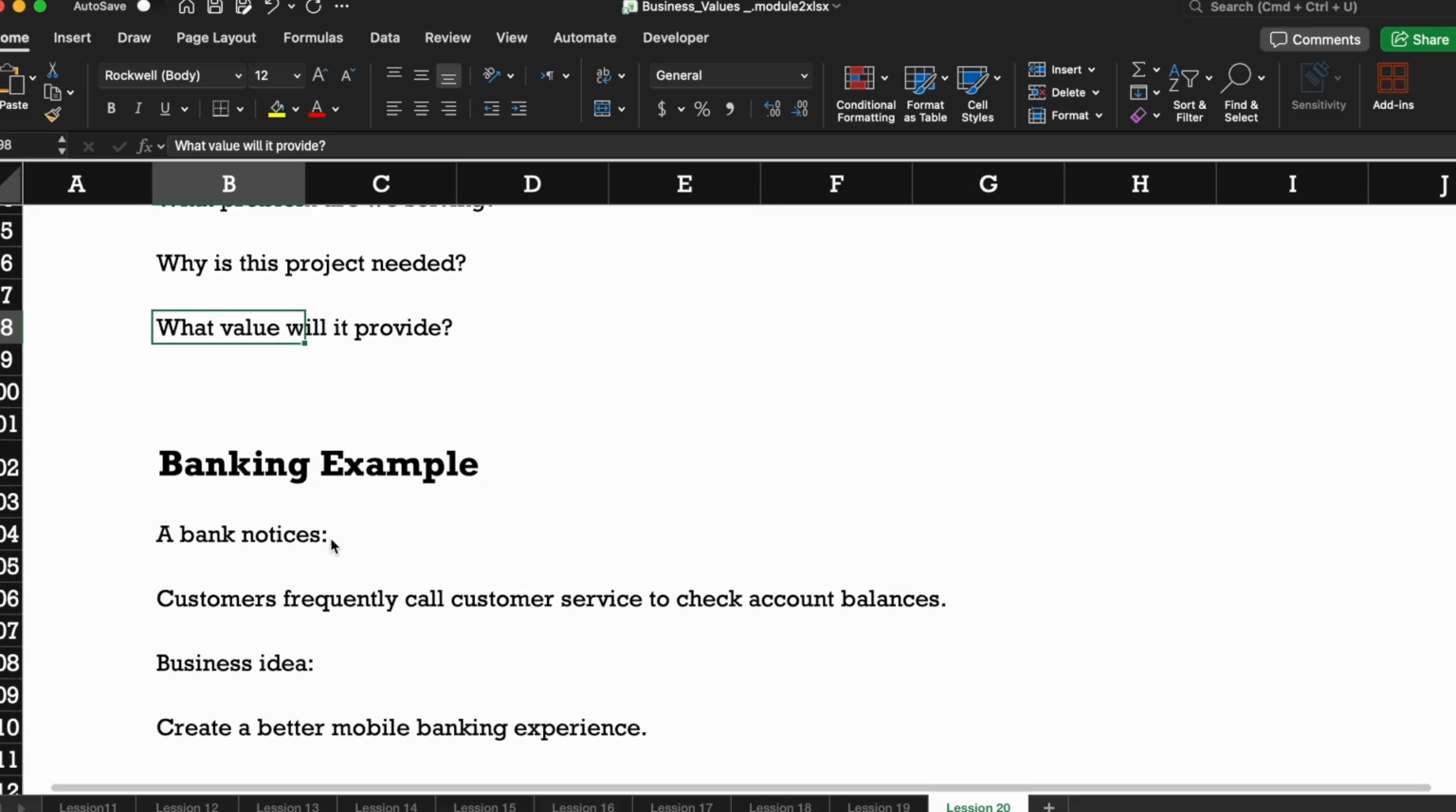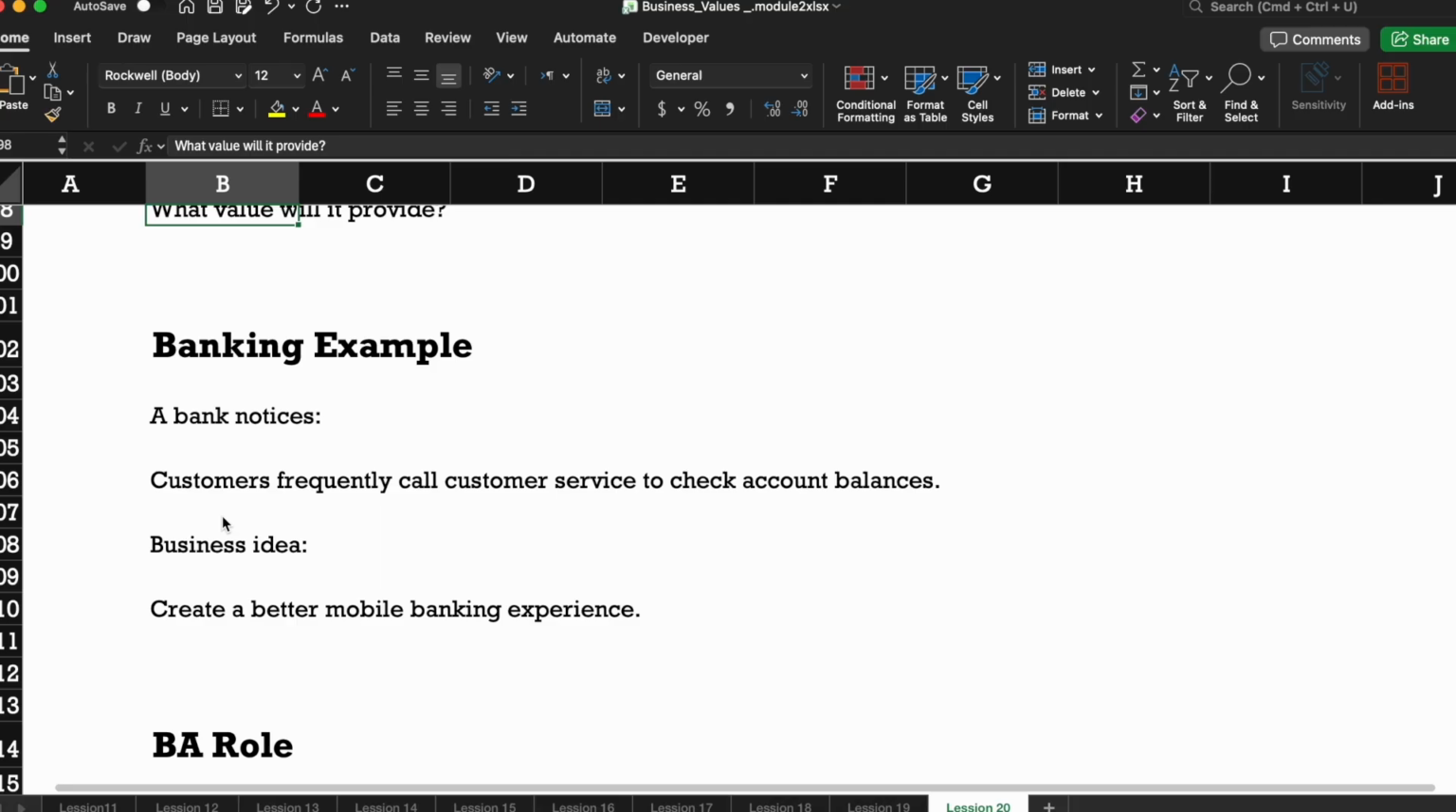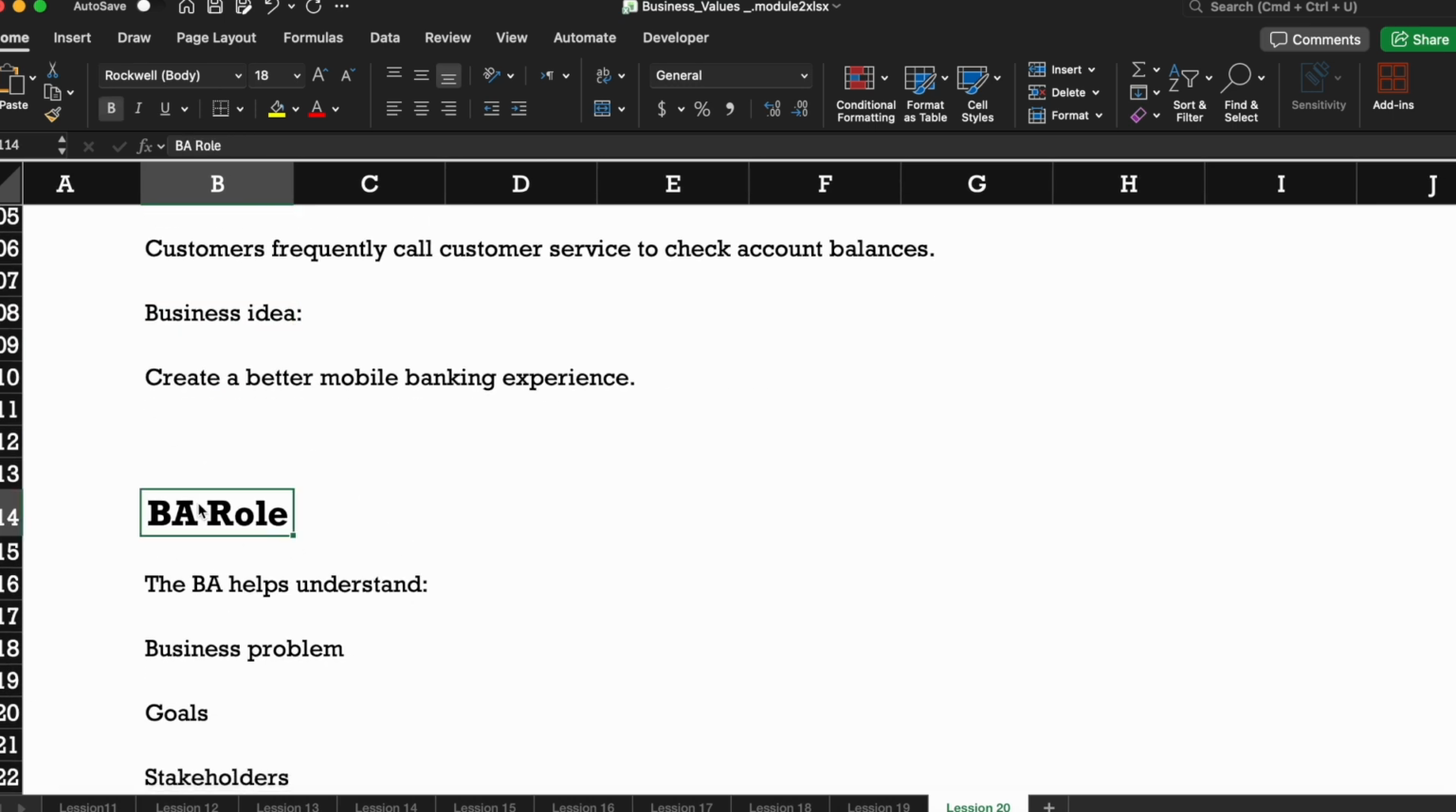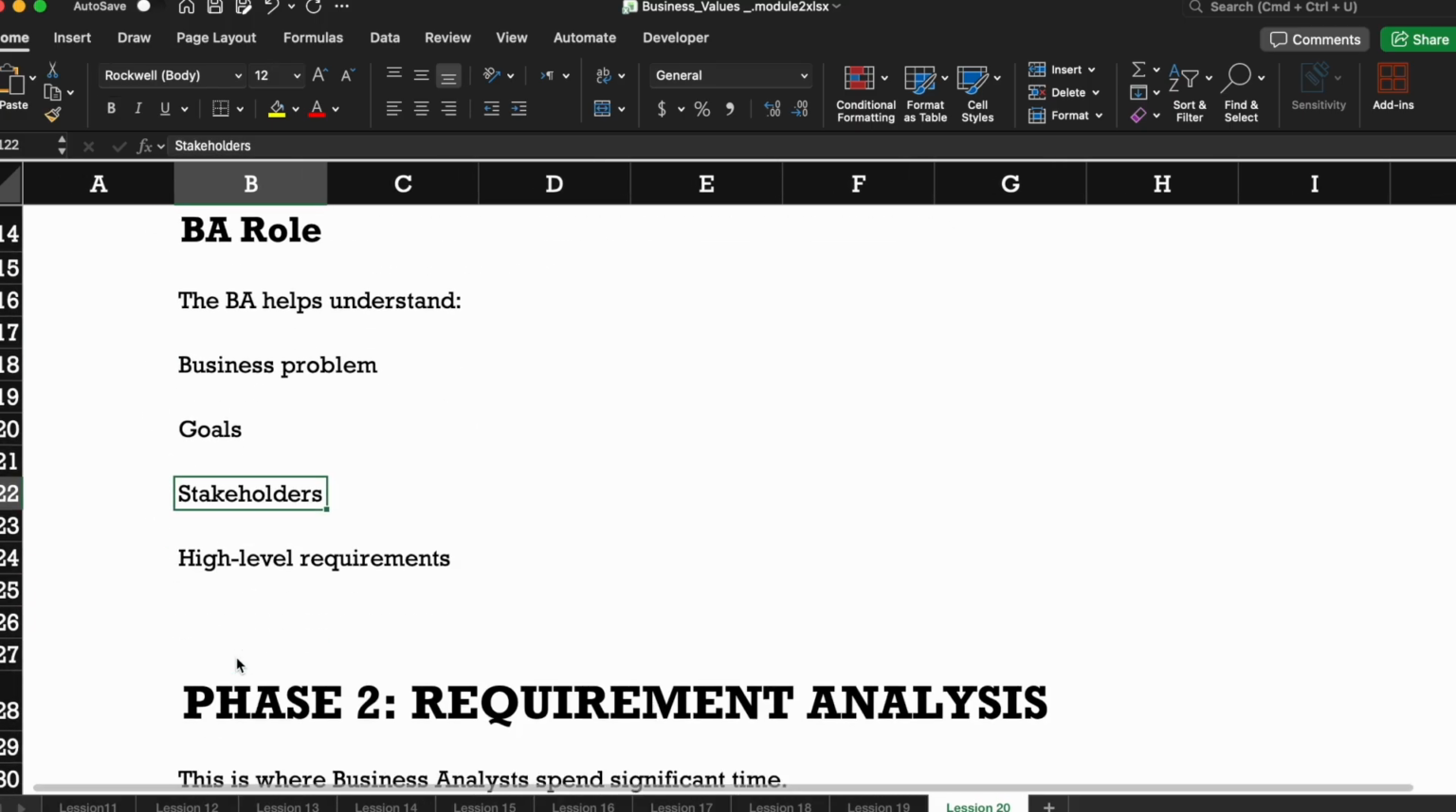Banking example: a bank notices customers frequently call customer service to check account balances. Business idea: create a better mobile banking experience. BA role: the BA helps understand the business problem, goals, stakeholders, and high-level requirements.